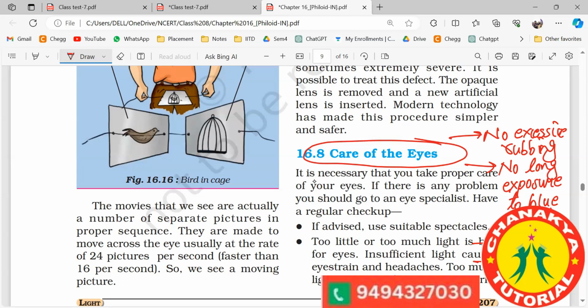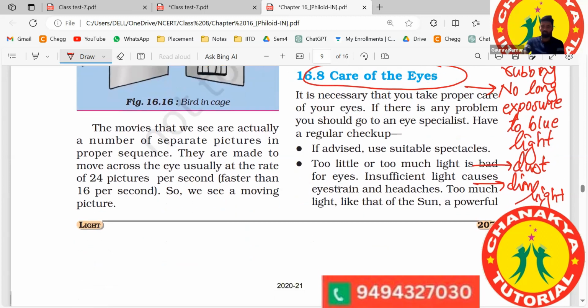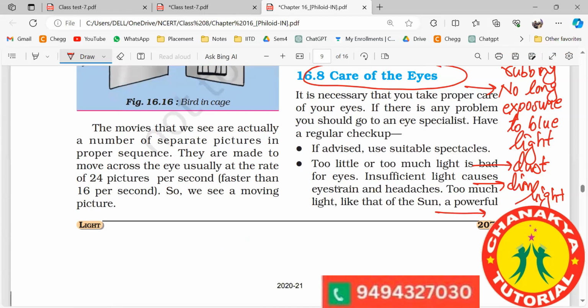Sir, we should not rub our eyes. Another thing: we should not see light or laser light directly. Correct, this is also a good observation. We should not shine a torchlight in our eyes.